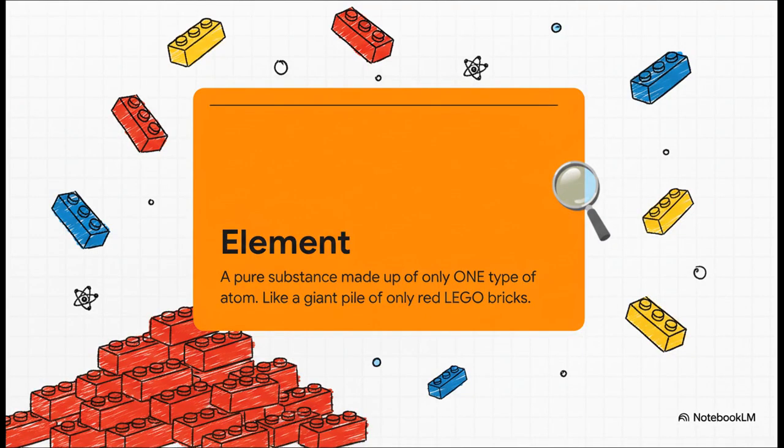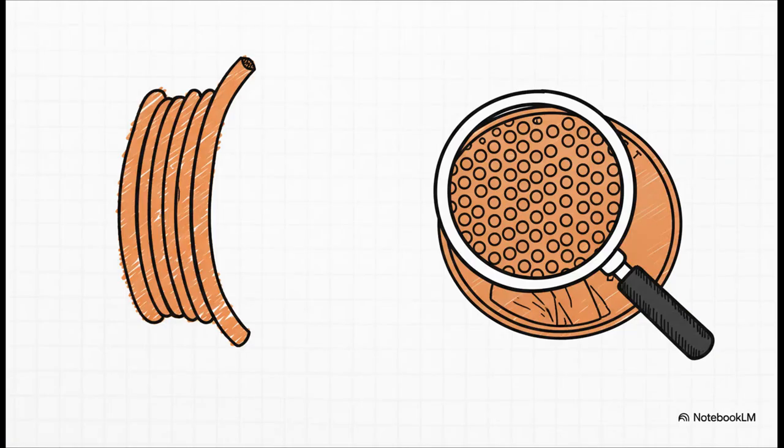Okay, so what happens when you get a whole bunch of the exact same kind of atom all together in one place? Well, then you've got an element. An element is a pure substance. So if an atom is one red Lego brick, an element is like having a giant pile of only red Lego bricks and nothing else. Copper is a perfect real-world example. That shiny metal you see in electrical wires or in an old penny, that's an element. It is made of trillions and trillions of identical copper atoms, and absolutely nothing else. You can't break it down into anything simpler, because it's already one of those basic building blocks.